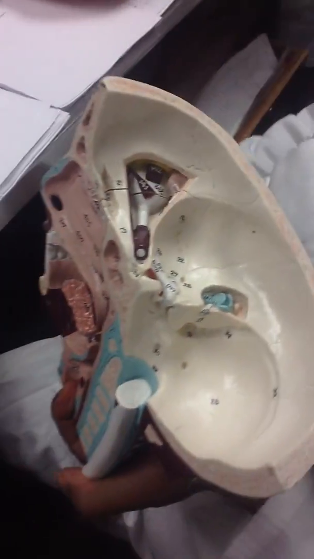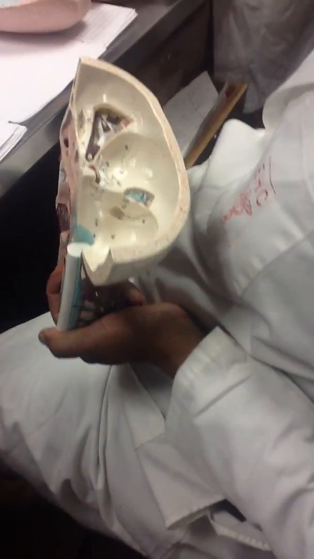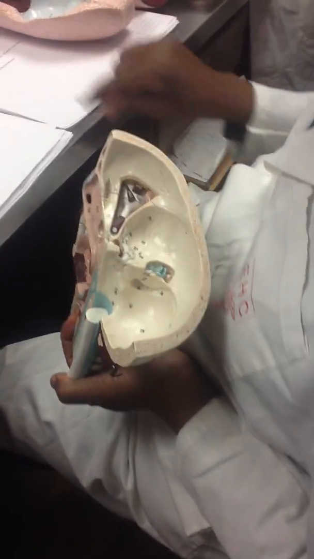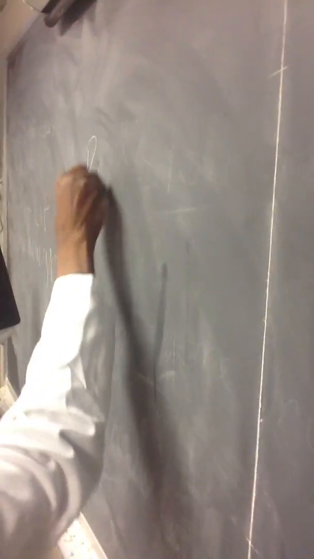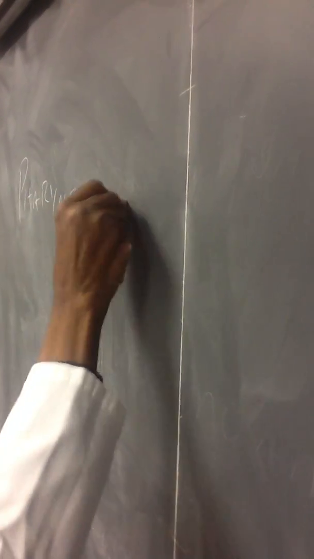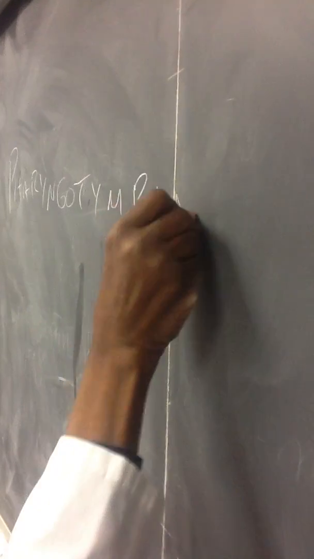Another term for eustachian tube will be the pharyngotympanic tube. Pharyngotympanic tube. Let me write this down. Pharyngotympanic, or eustachian tube.